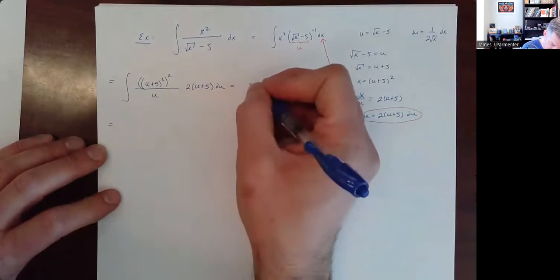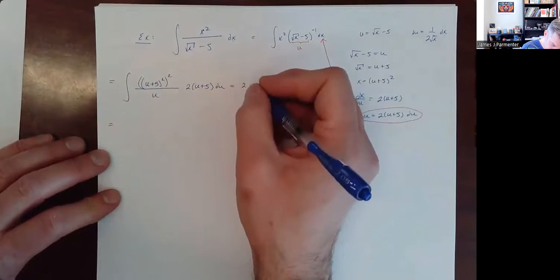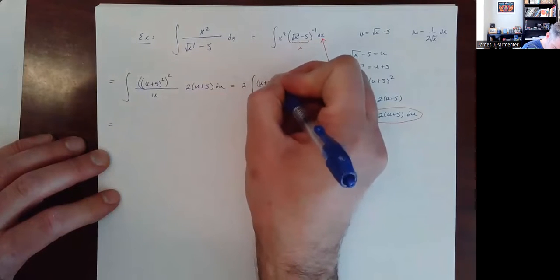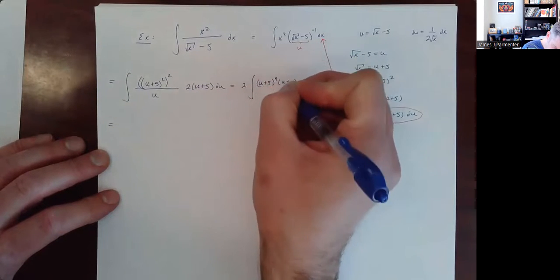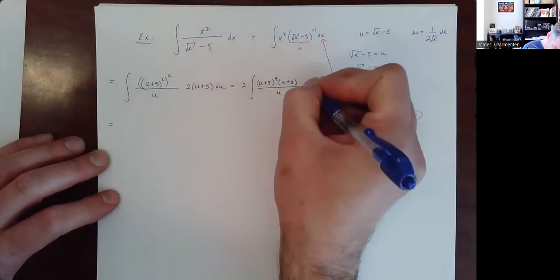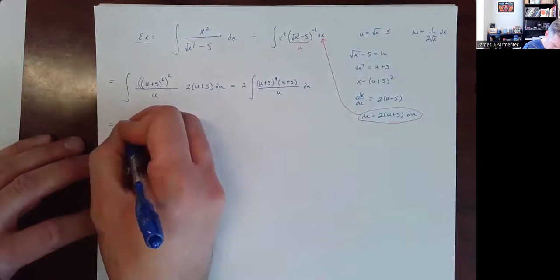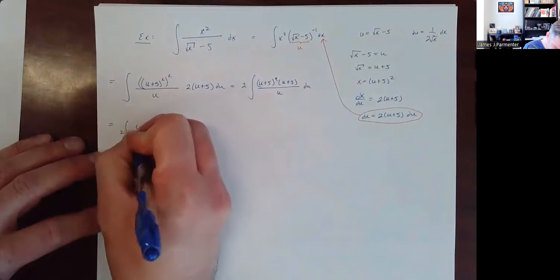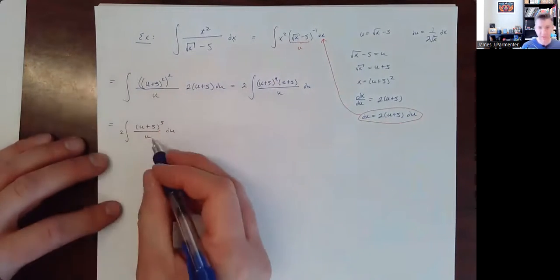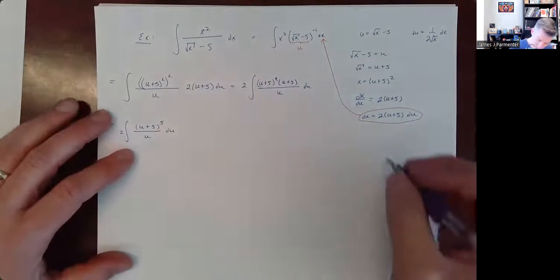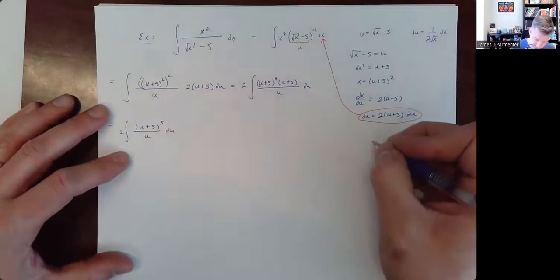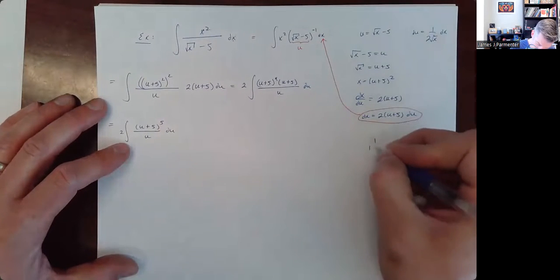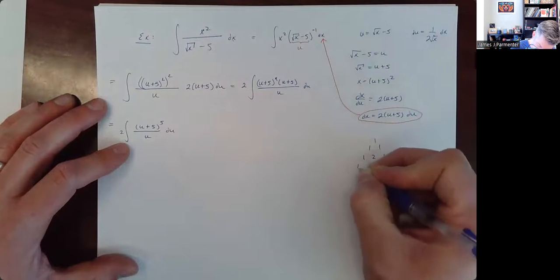Kind of gross. So let's see. If we write this out, we get 2 times the integral of (u plus 5) to the 4th times (u plus 5) over u du. Or multiplying, writing this out, you get 2 times the integral of (u plus 5) to the 5th over u du. (U plus 5) to the 5th is kind of a pain. The way I would approach this is to use Pascal, but it's not like super terrible to multiply it out, but it's kind of terrible.